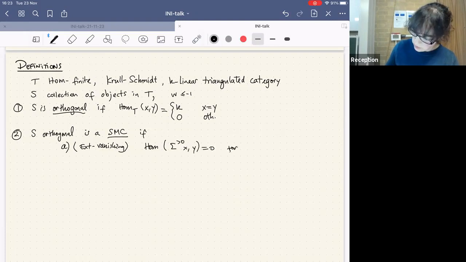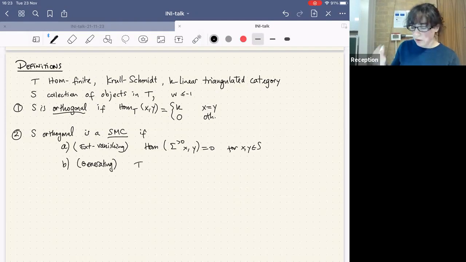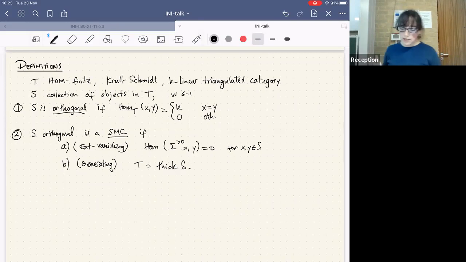Zero for negative extensions. And there's a generating condition, which means that the whole category can be built from this simple-minded collection if we consider the fixed subcategories. So the smallest triangulated category containing S is the whole category. Okay. Right, so this is going to be our counterpart of silting.